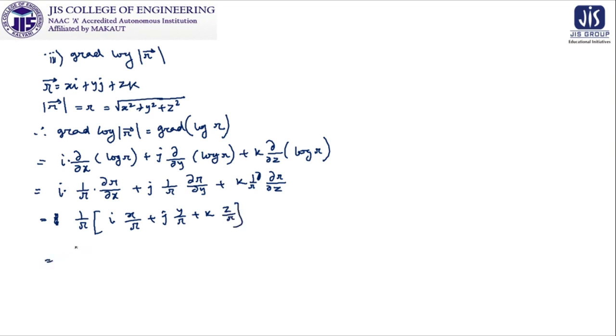So in the next line we can write it as 1 by r, there is already one r and we are getting one r from here, so it will be 1 by r square. Then we are left with xi plus yj plus zk. So what is this? It is nothing but the vector r. So ultimately we can write it is nothing but vector r by r square. So this is the complete calculation of this problem related to gradient.